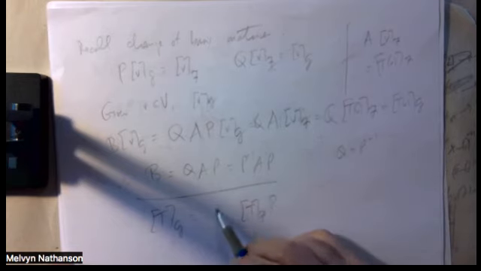B is the matrix for T with respect to G. A is the matrix for T with respect to F. If I multiply A on the right by P and on the left by P inverse, I get B. This is sometimes called conjugation, when you multiply something on the left by an element and on the right by the inverse of the element. So this is sort of conjugation of a linear transformation.